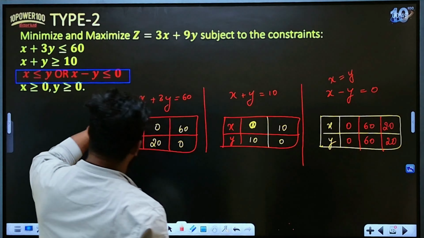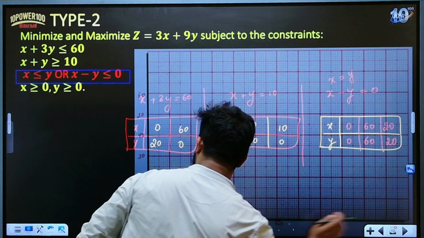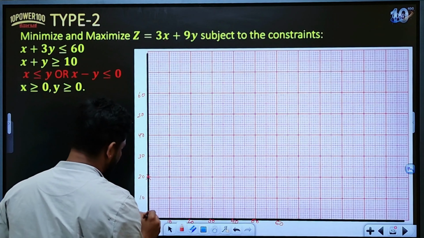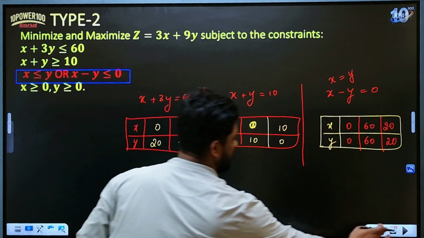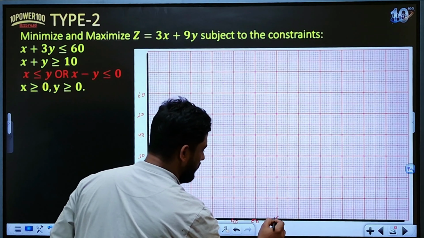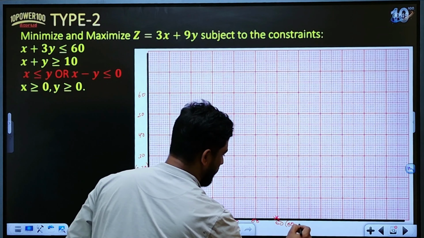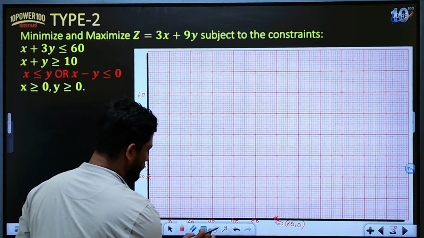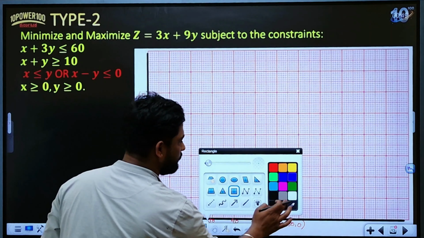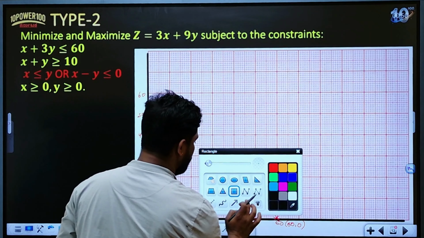Now let's mark these points. When x is equal to 0, y value is 20. So this is the point, right? So 0, 20. Next, 0, 60. So this is the point. And 60, 0. Okay, so now the first line we have got. Let's mark it using pink color. So 0, 60. Yeah, so the first line we have got it.